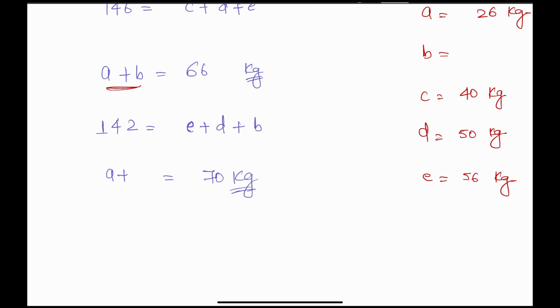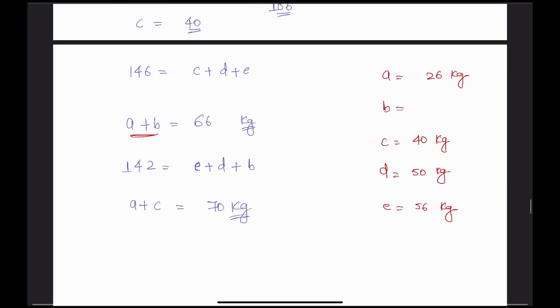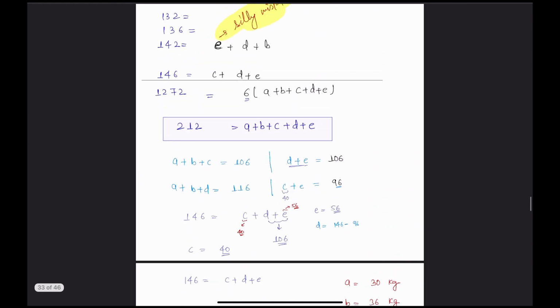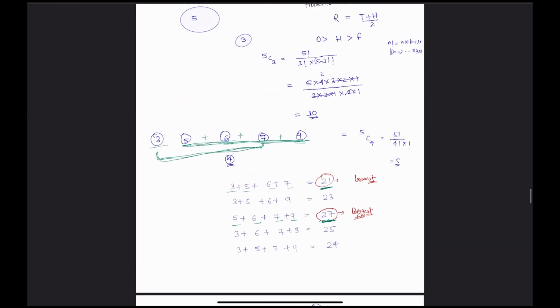And it will be A plus C is 70 kg. A plus C is 70 kg. Now A is how much? A will be 30 kg over here, and then 66 is here, so B will be 36 kg. Now we know all the five values. But if you remember, we have been given one condition.